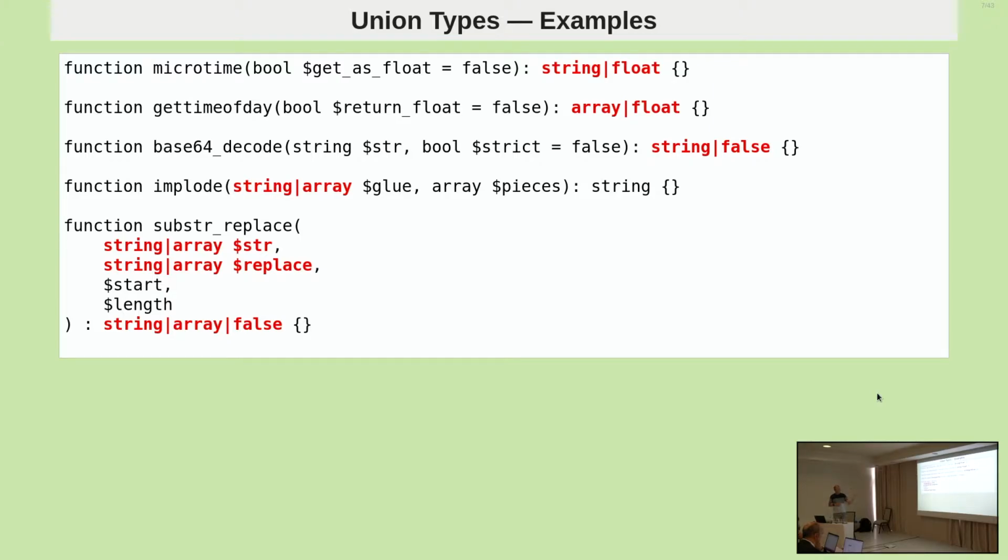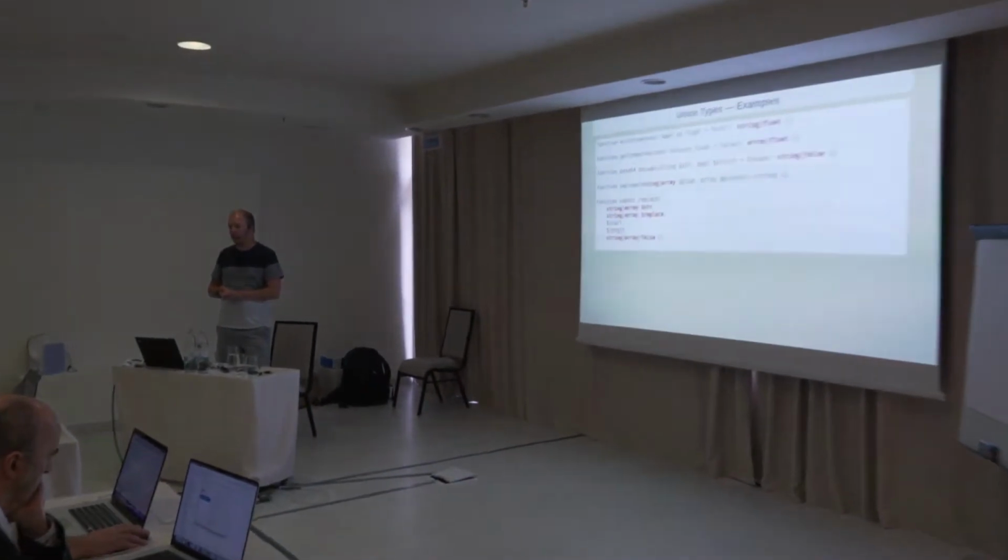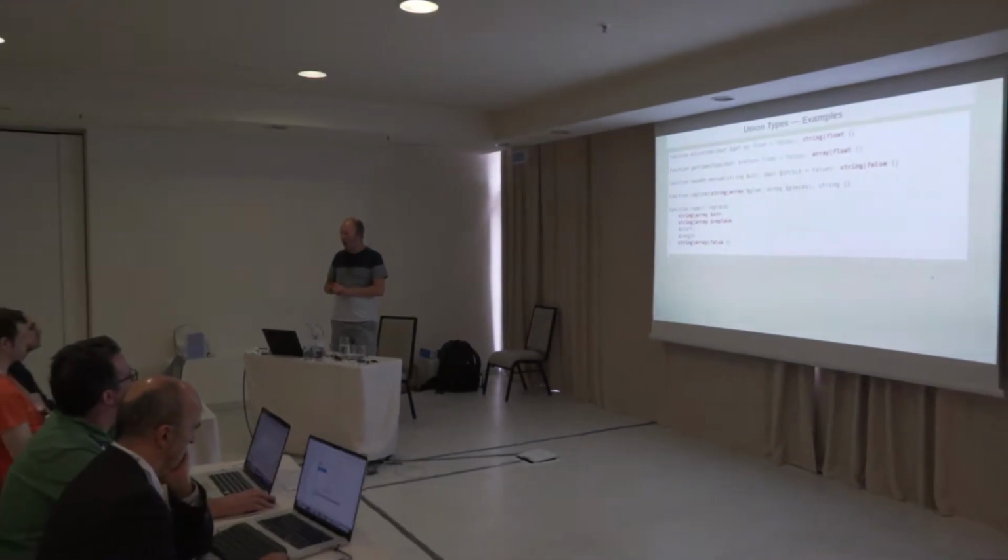Like the base64_decode function returns either a string or false, which is kind of odd, but that's how PHP has traditionally done these things, right? You either get a result or you get false back. However, PHP internally would never do something or true. It would only ever do something or false. So we didn't add true as an allowed type, only false, which is a bit odd.